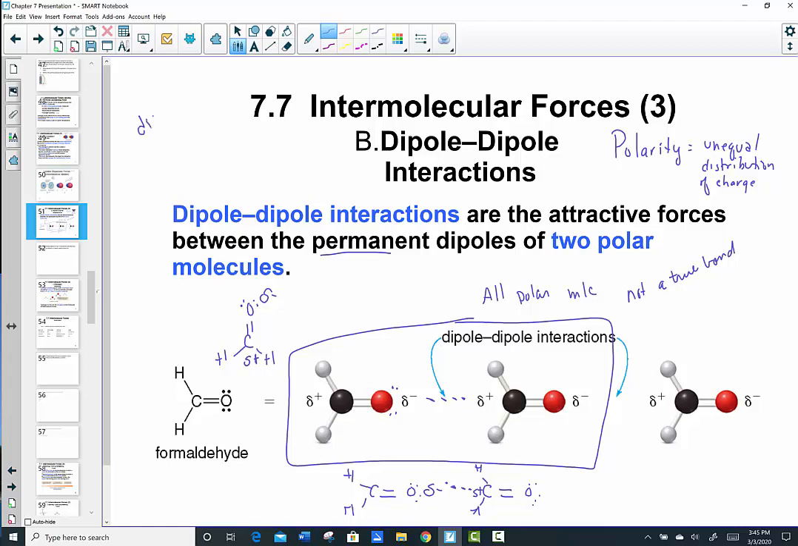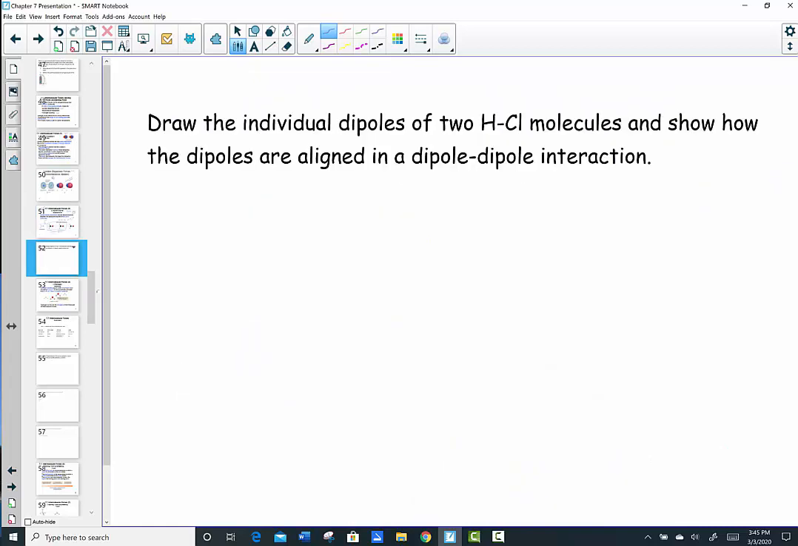Remember, a dispersion force, sometimes called a London dispersion force, is a temporary dipole, whereas dipole-dipole interactions are permanent dipoles. So it's a polar molecule. The polarity of the molecule is built into its structure. So let's take a peek at this question here.